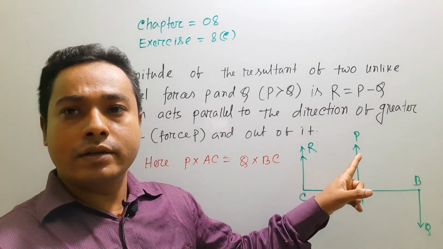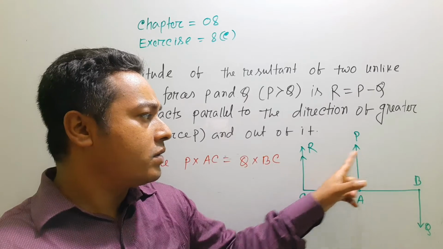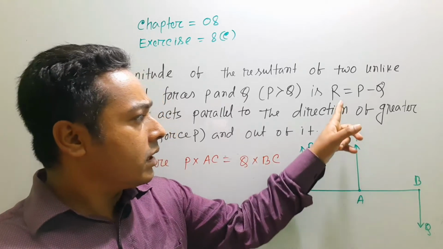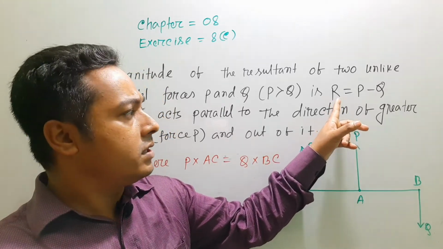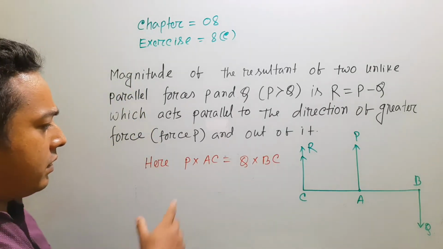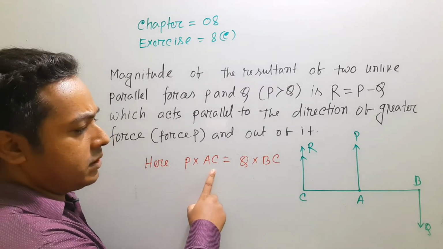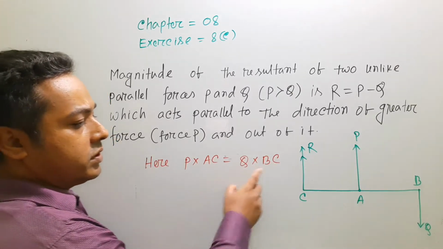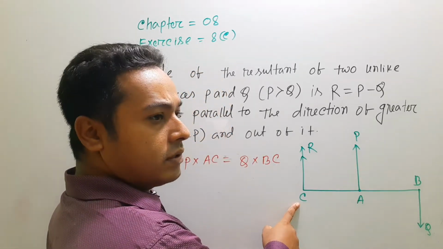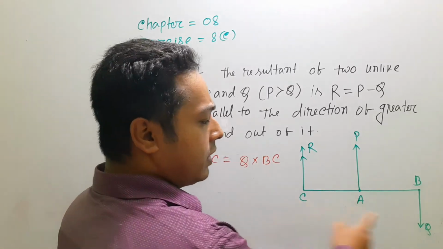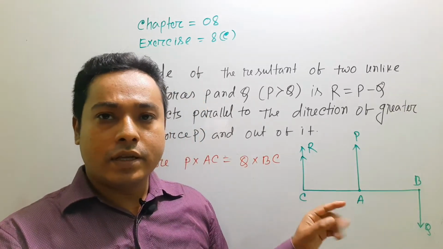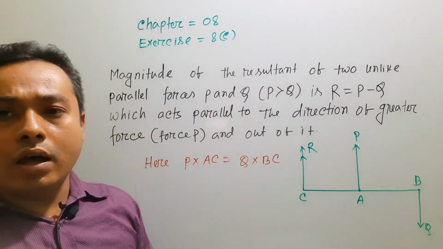So their resultant is parallel to the greater force. Here the greater force is P. So the resultant R has its line of action parallel to the line of action of P, and the magnitude of the resultant is R equals P minus Q. From this condition we can write P into AC is equal to Q into BC. That means the force P into the distance AC of the resultant, and Q into the distance BC of the resultant, if the two forces are unlike parallel.